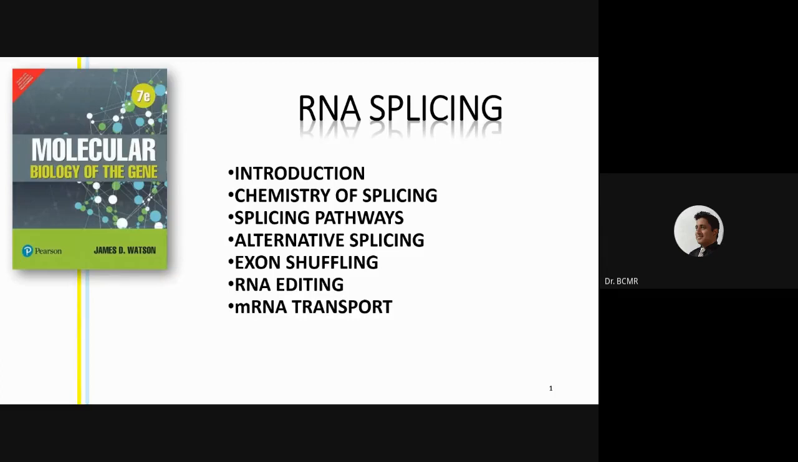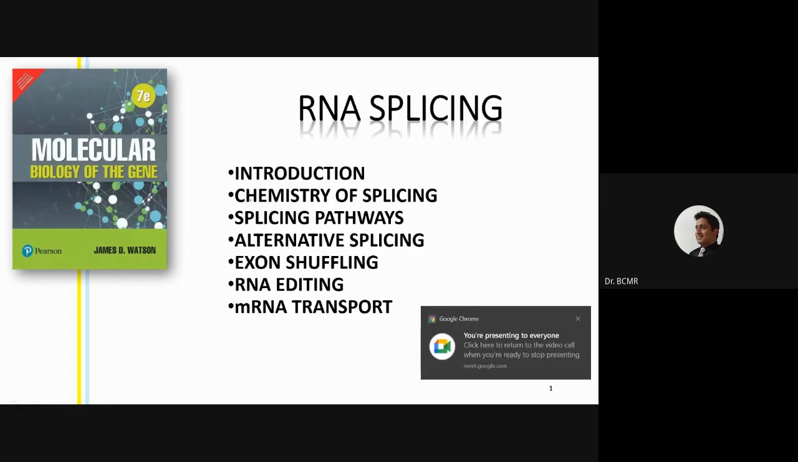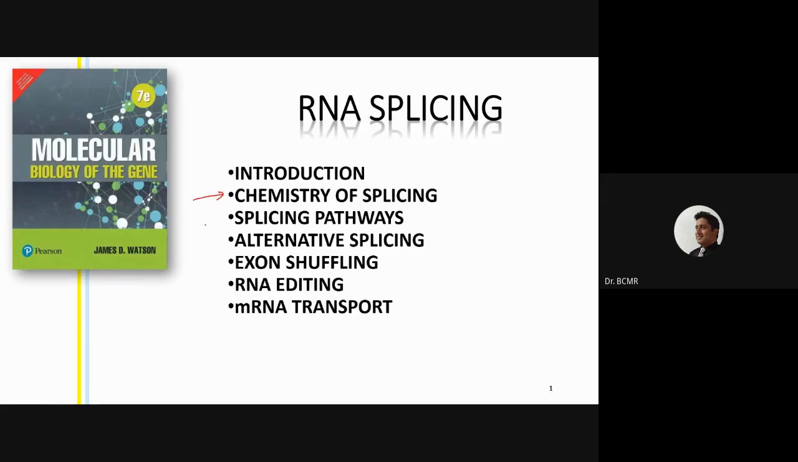So in this lesson, some of the things you have to focus on are the chemistry of splicing, then also splicing pathways. There are three that we will discuss. Then there is something very important, alternate splicing. We will see how one gene can give rise to many different types of proteins. There are some more things such as exon shuffling, and we will discuss a little more on RNA editing and also mRNA transport.